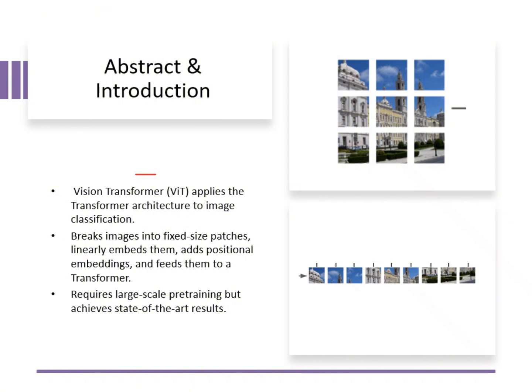And for that to happen, the images are broken down into fixed patches, linearly embedded, positional embeddings being added, and then these are fed into the transformer architecture. And we can see here, you have a whole image, which is broken down into patches, and these individual patches are then passed on to the model. And for this to work, this requires large-scale pre-training but achieves state-of-the-art results.